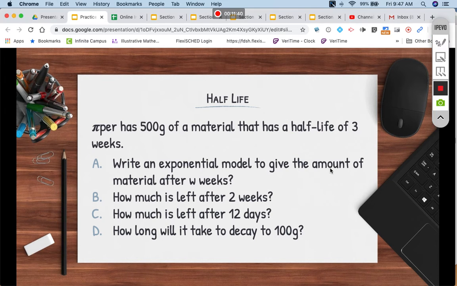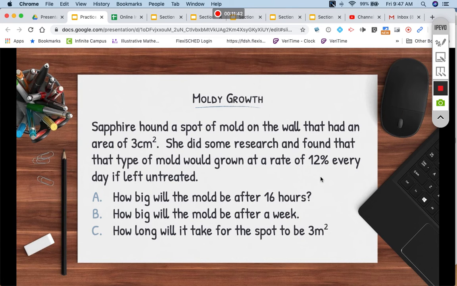Let's do this. Second problem, moldy growth. This is one where we're dealing with percent change. So again, Sapphire Hound, I should have fixed that, found a spot of mold on the wall, area of 3 square centimeters. She found that that mold would grow at 12% every day if left untreated. So we want how much mold will be there after 16 hours, after a week, and how long to get to 3 square meters. So give this one a try. Pause the video. Come back to me.